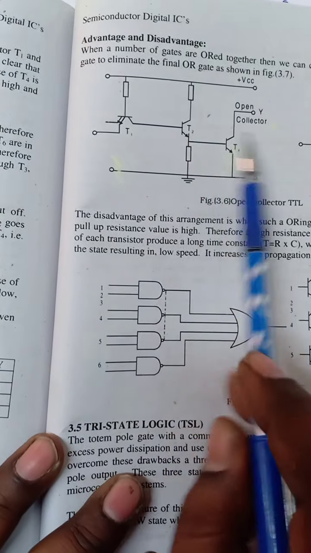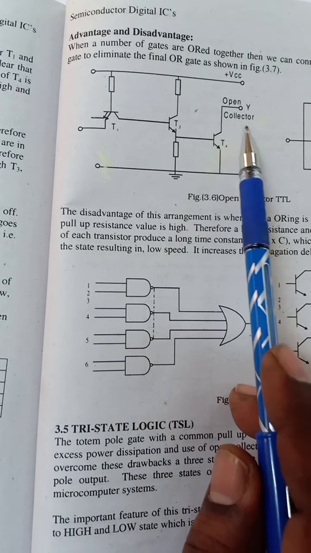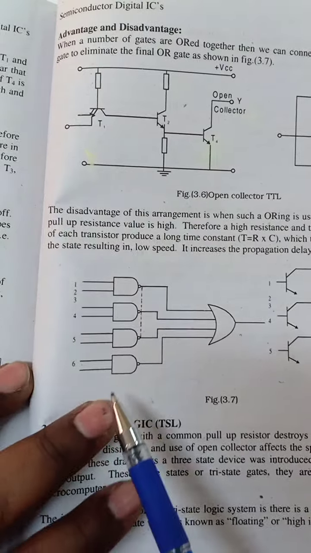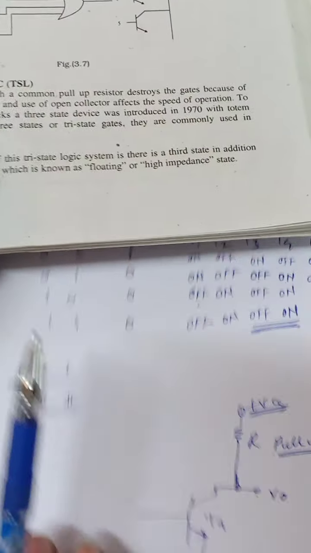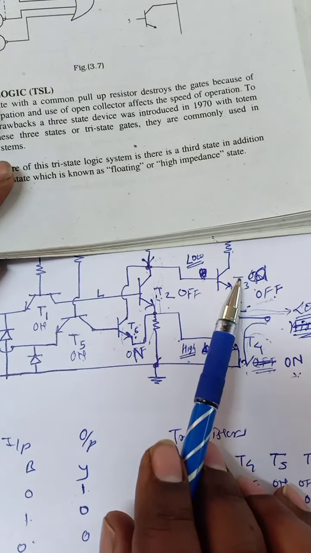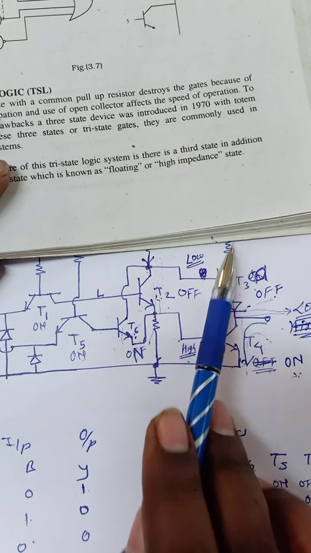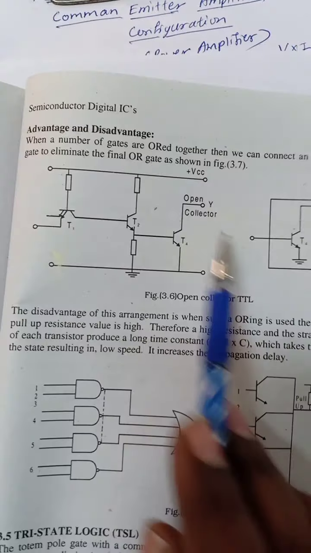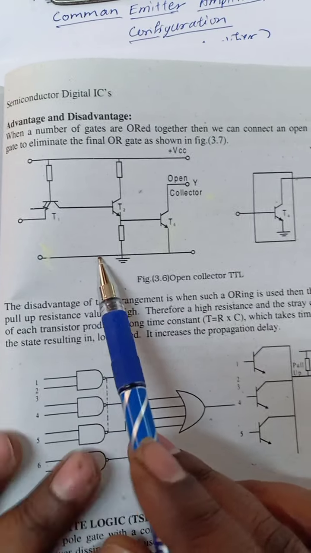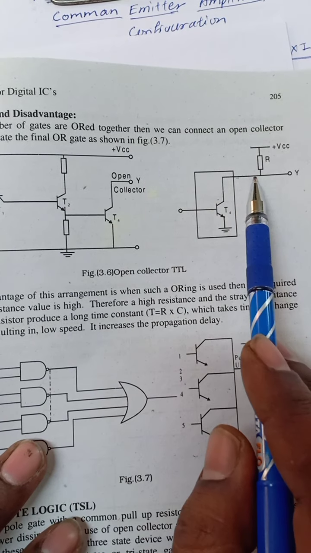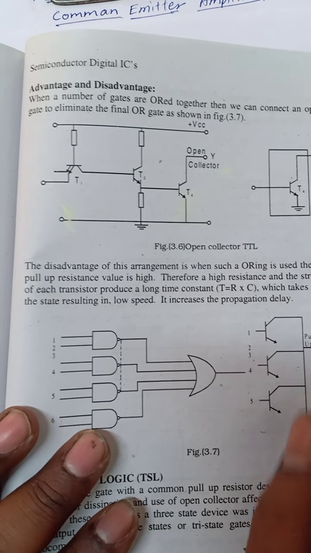So what is the advantage of this connection? The main advantage is that this circuit is reduced. We don't require this transistor T3, diode and resistor. So this circuit is minimized, the number of transistors decreases. This is the main advantage.